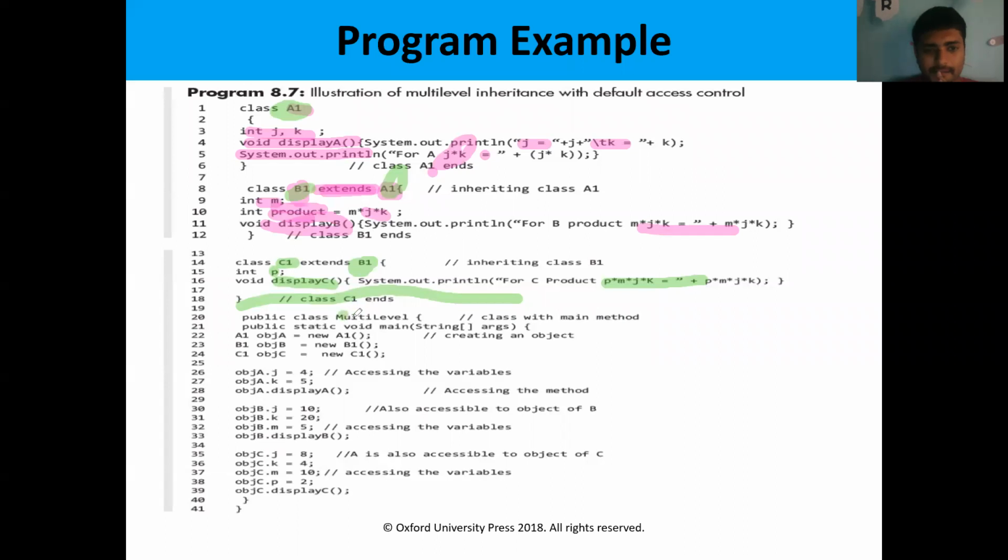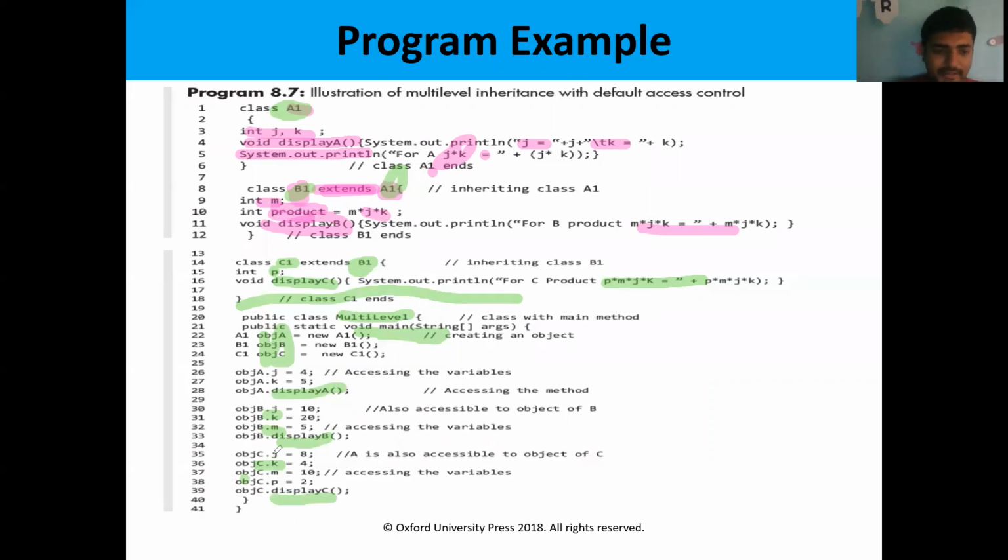Then he is creating the main class, main method. He is creating the objects OBJA, OBJB, OBJC of type A1, B1, C1. He is going to access the variable, obj a dot j is equal to 4. He is going to assign the value obj a dot k is equal to 5, and he is invoking the method display a, obj a dot display. Likewise, we can initialize the variables I, j, m, and we are going to display. Same, we are going to display the C.